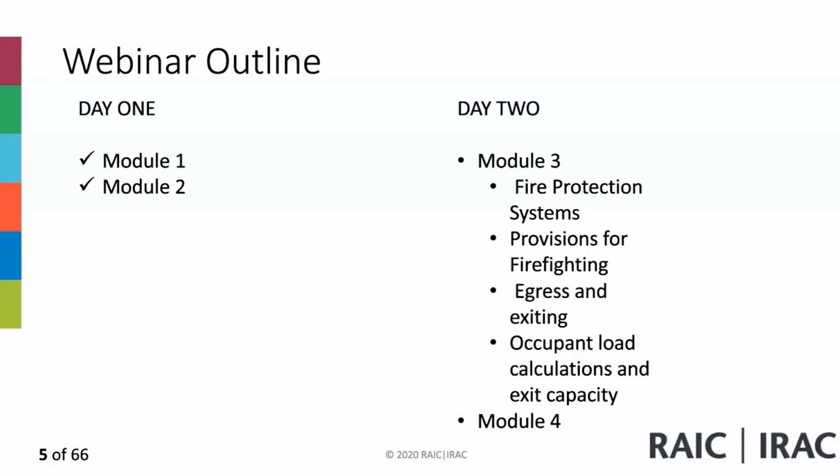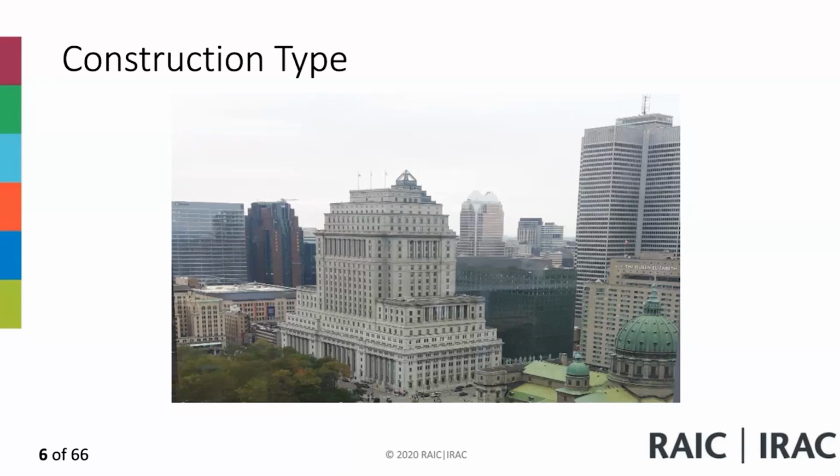Okay, so in module 3, we're going to look over the fire protection systems in the building, fire life safety systems, and provisions for firefighting. We're going to take a look at egress and exiting, and at occupant load calculation and exit capacity. Don't worry about the occupant load calculation and exit capacity; we're going to review them again this afternoon, so hopefully we will be able to catch up.